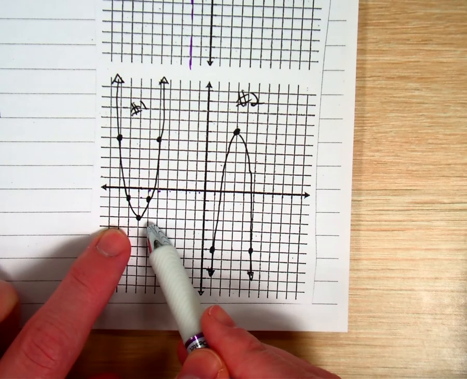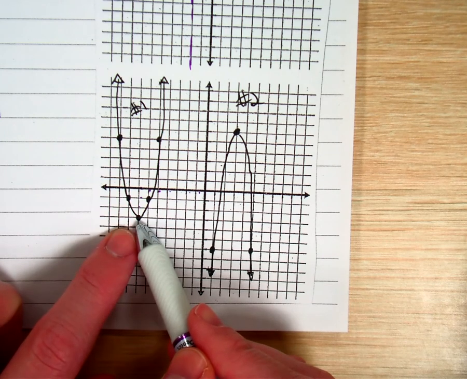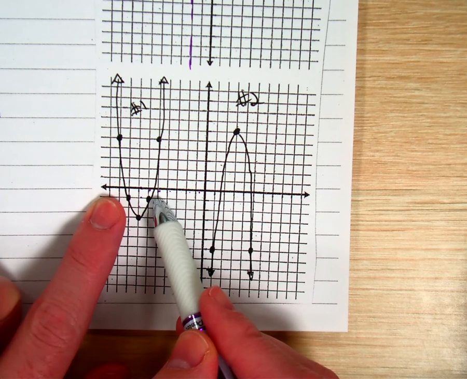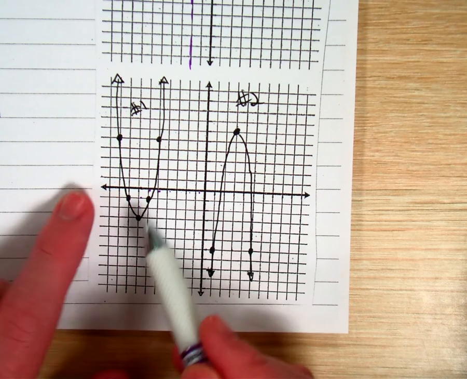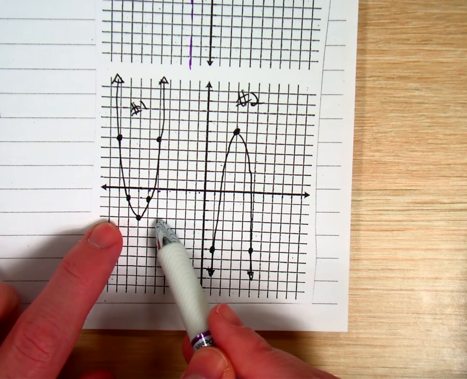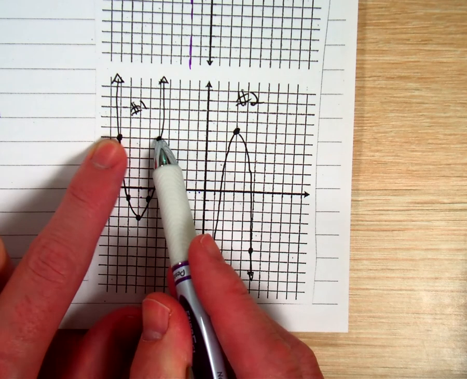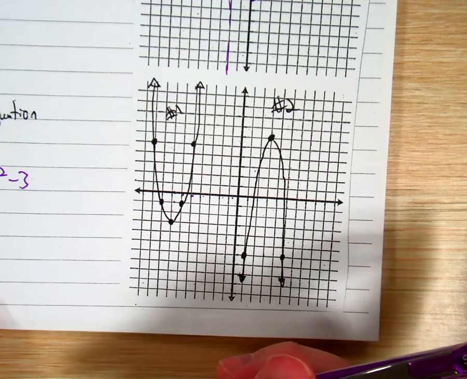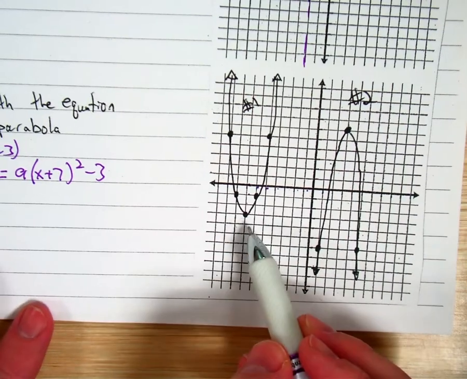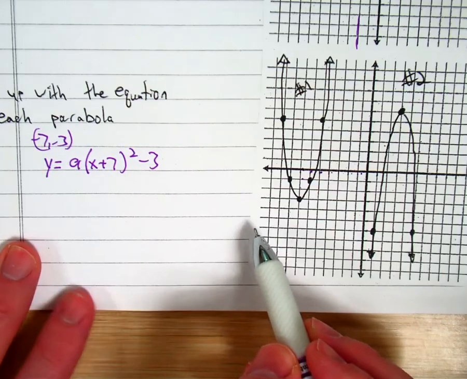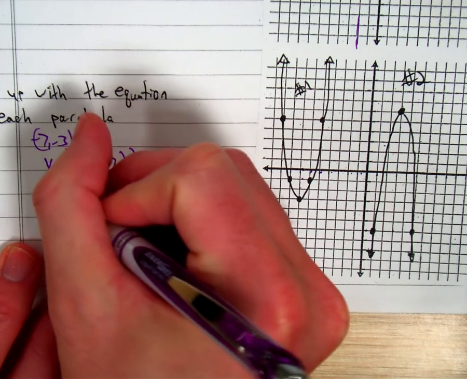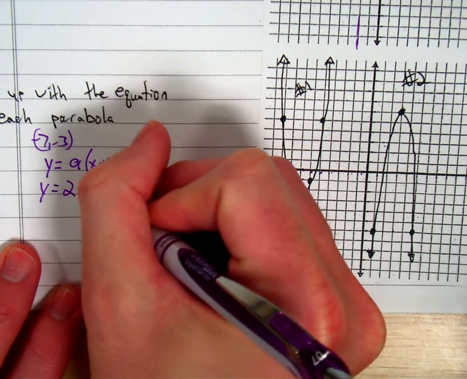Use your pattern. Normally, if I'm here and I go out 1, 1 squared would be up 1. But how far up did I go? I went up 2, twice as much. Normally, if you go out 2, 2 squared is 4. Okay, but how much did I go up? 8, twice as much. Okay, so if I went up twice as much, what do you think my A value is? Times 2.